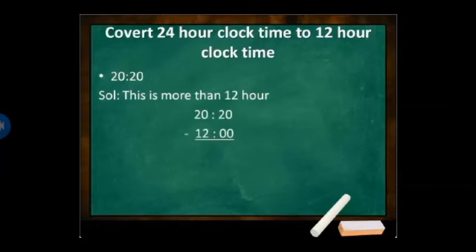minus 12 hours. So that is 20 20, that is 20 hours 20 minutes, minus 12 hours. So when you subtract it, you will get 0 minus 0, 0, 2 minus 0 is 2, and then here 20 minus 12 you will get as 8. So what is the time now when you convert it? It is 8:20 p.m.